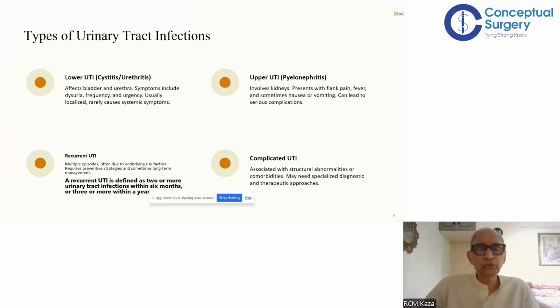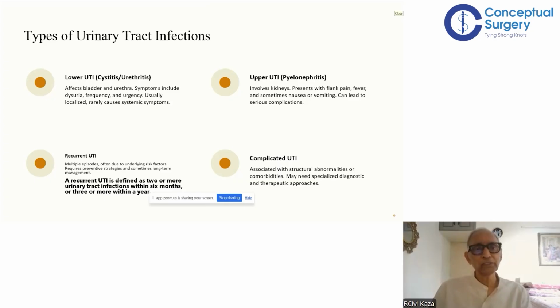What are the different types of urinary tract infections? We are able to divide the urinary tract into an upper tract and lower tract. Lower tract means bladder, urethra, and lower part of the ureter, lower 1/3 of the ureter, and upper tract would be kidney and the remaining part of the urethra, right? So if you have lower tract infections, there are certain symptoms which characterize this part of infections. That is, if you have cystitis or urethritis, the symptoms commonly are dysuria, frequency, and urgency.